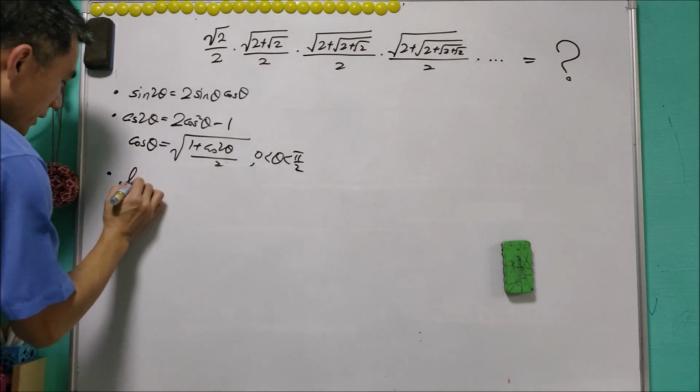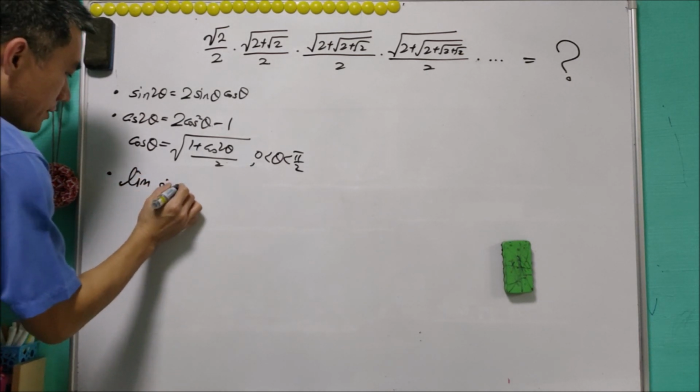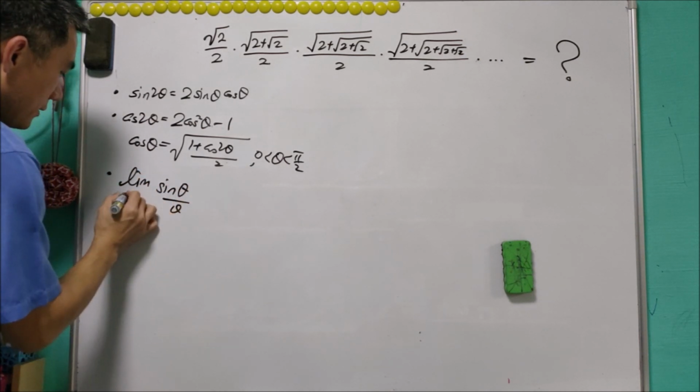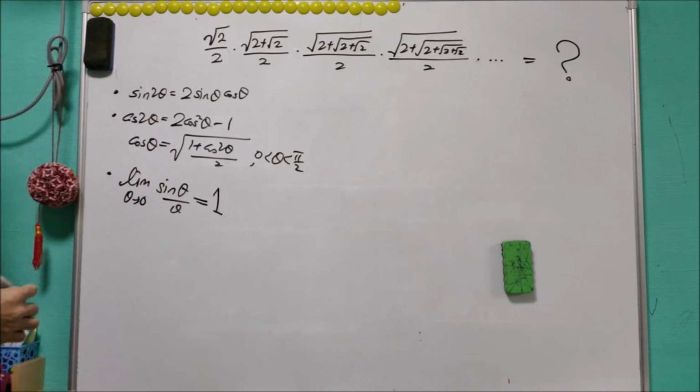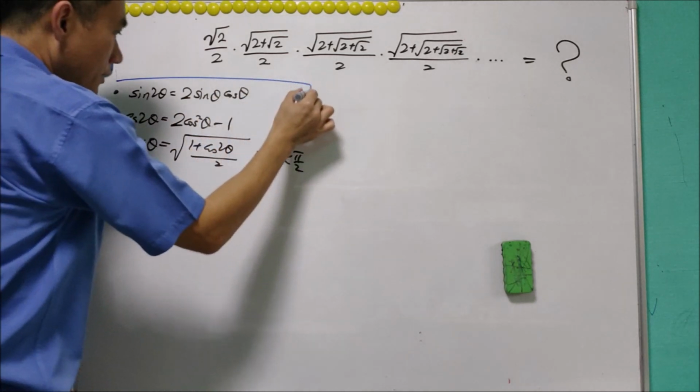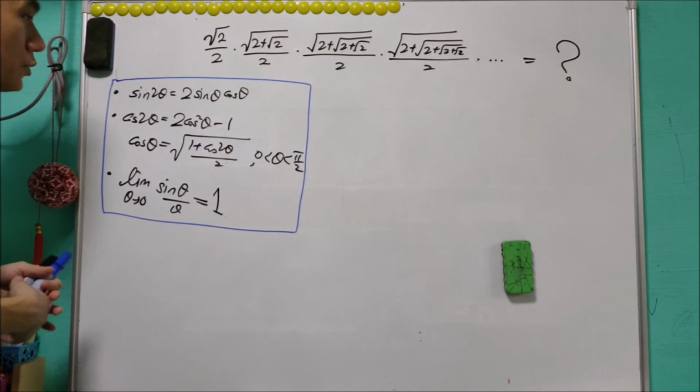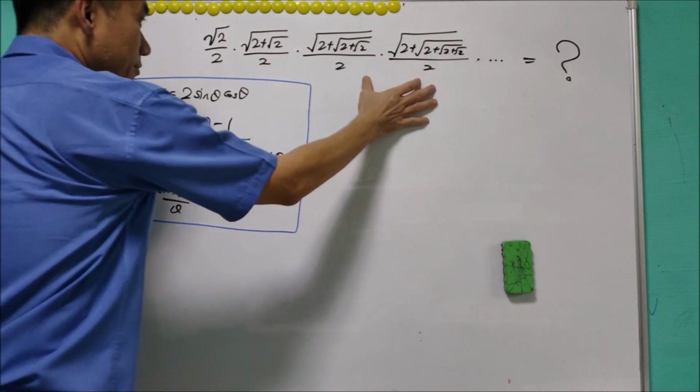And number three, the limit of sine theta over theta, when theta is small enough, equals 1. So these are the three basic results that we need to know in order to get the answer for this product.